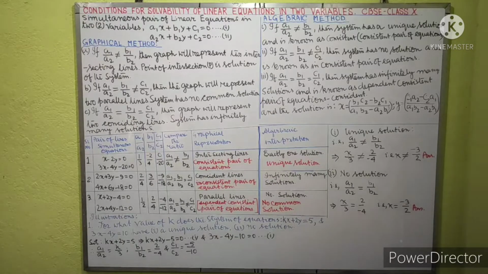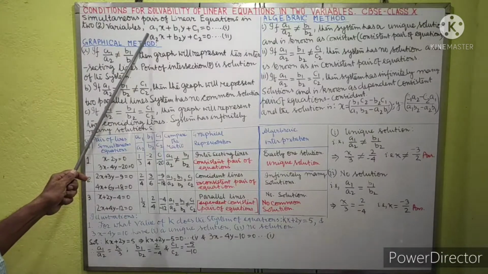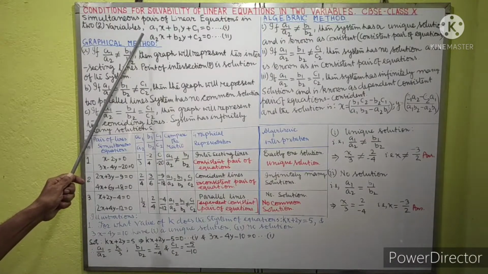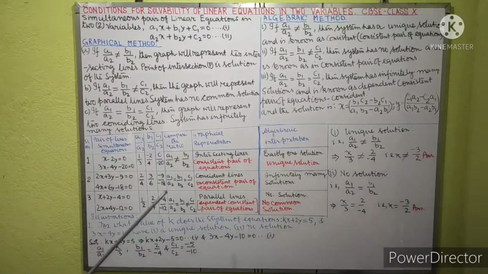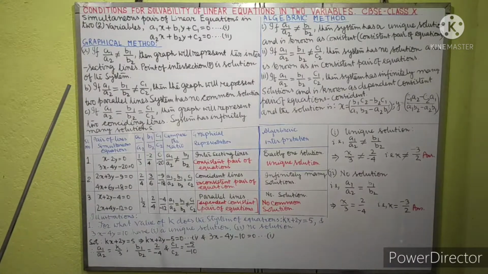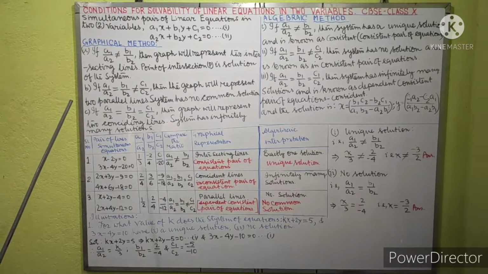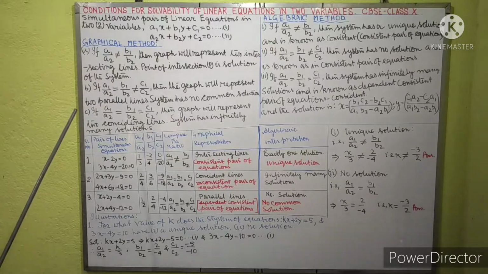The general form of a simultaneous pair of linear equations in two variables is a1x plus b1y plus c1 equal to 0 and a2x plus b2y plus c2 equal to 0. The first one is known as equation number 1 and the second one is known as equation number 2.